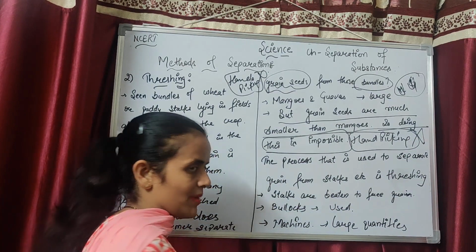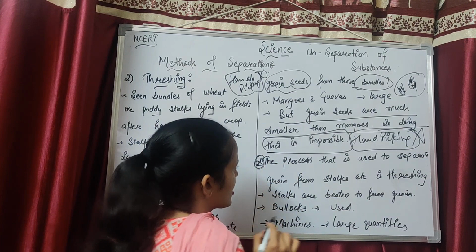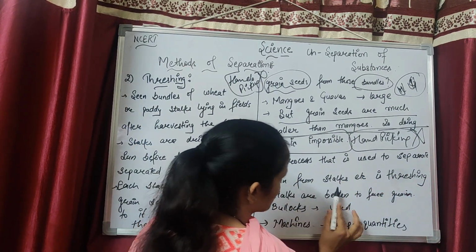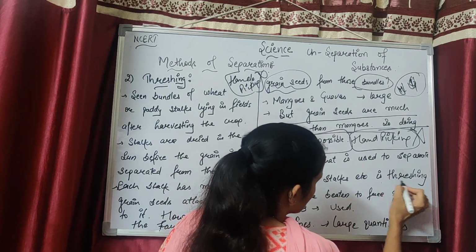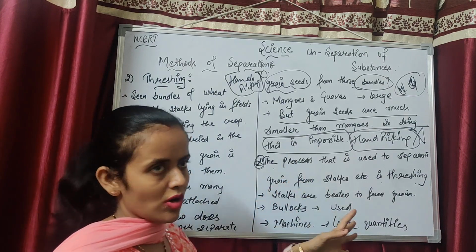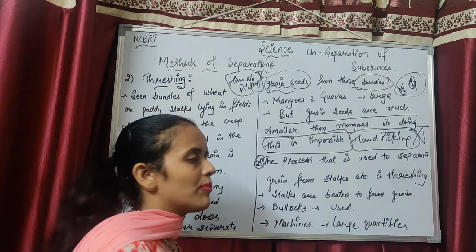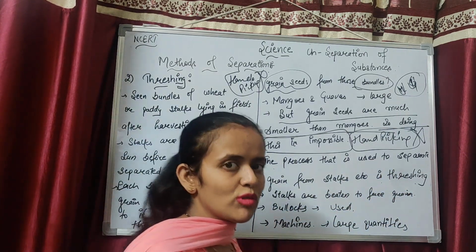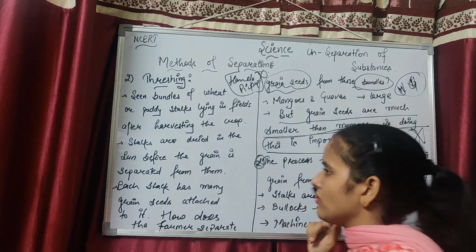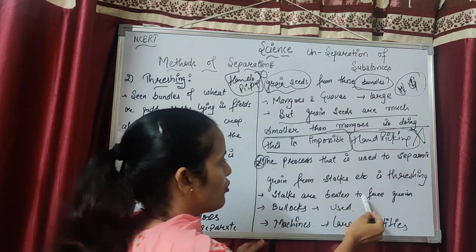So we will use the second method, that is called threshing. Focus here: the process that is used to separate grains from stalks, or you can say from a bundle of wheat, is called threshing. What process will we use here? The stalks are beaten to free the grains.